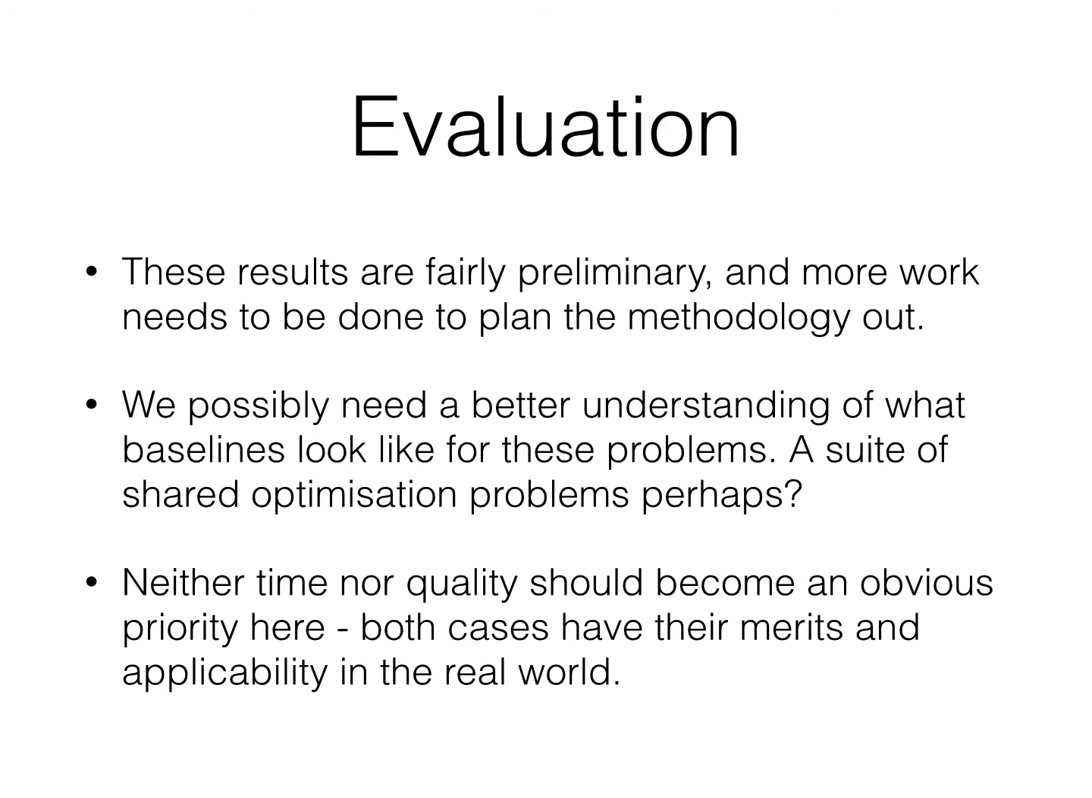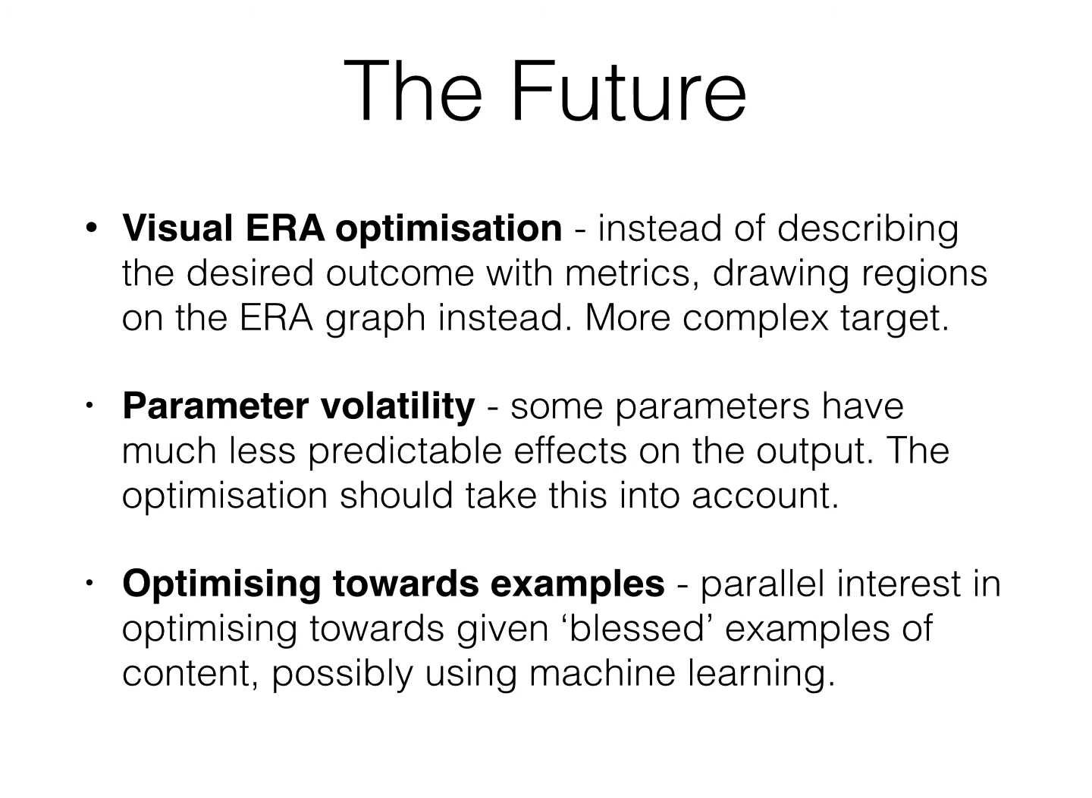And as I said, neither time nor fitness seemed like an obvious priority, so it feels like there should be a trade-off between both of them, and we should offer both of them as options. In the future, we'd like to look more deeply at visualizing the output of ERAs. So things like allowing people to draw circles on the histogram to indicate where they want their optimization to end up, rather than typing in numbers, will be a lot easier for people to grasp, we think, and a lot more usable.